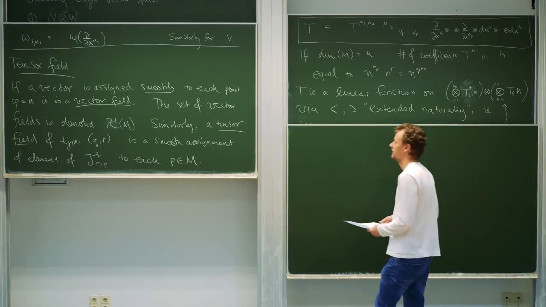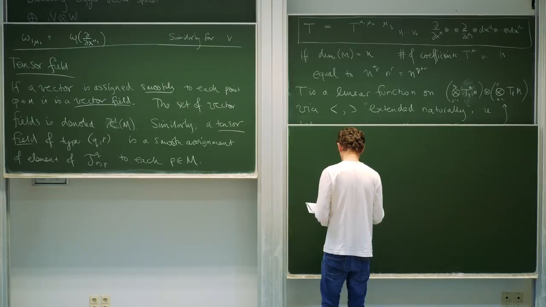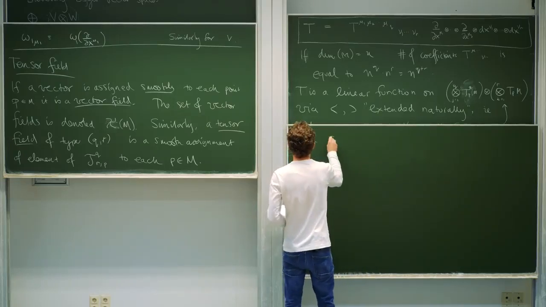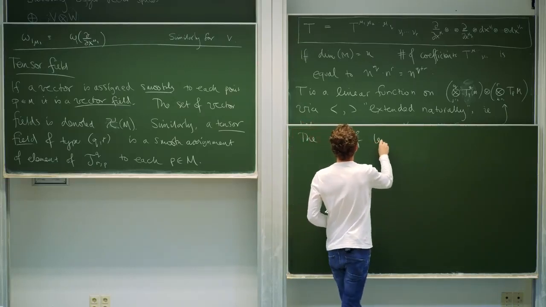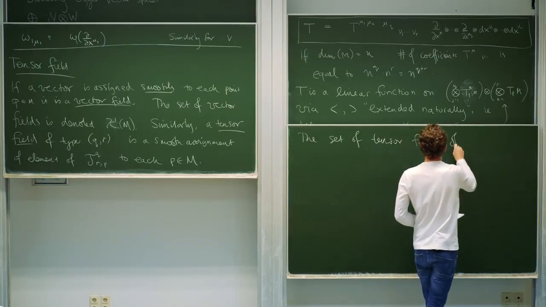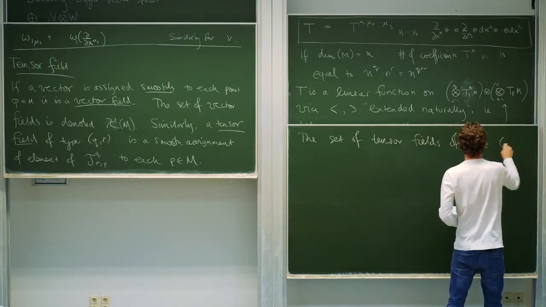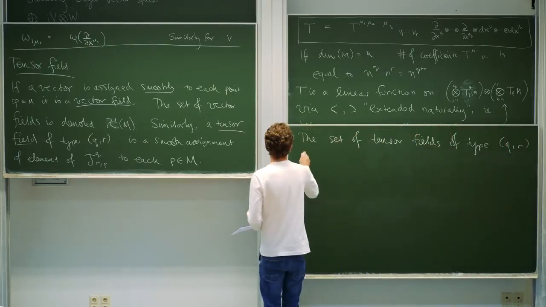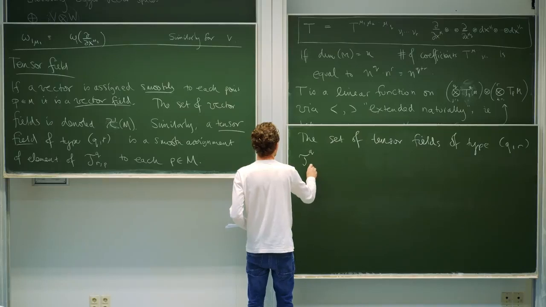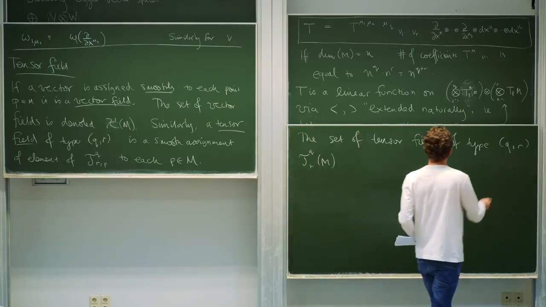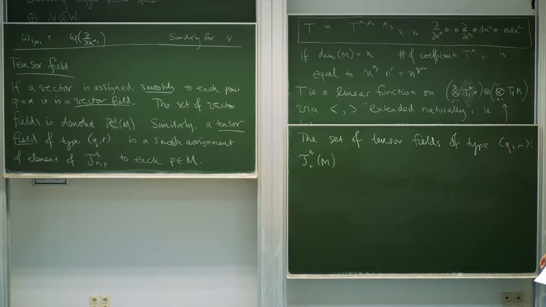I've given the set of vector fields a name, namely calligraphic M. The set of tensor fields of type Q, R. Well, what's that? It's going to be denoted in the, hopefully, most notationally natural way, namely calligraphic T to the power Q subscript R of M.